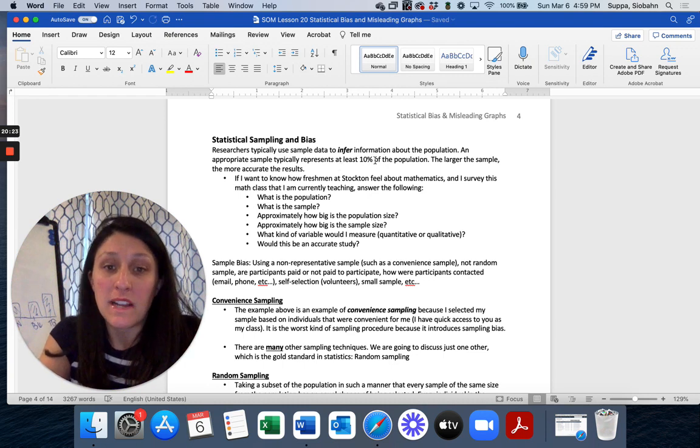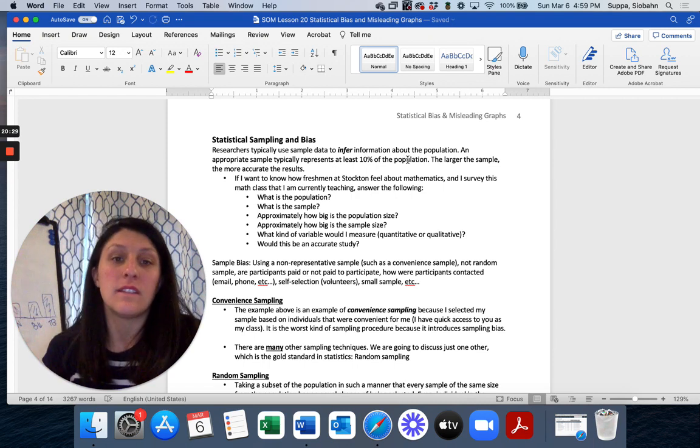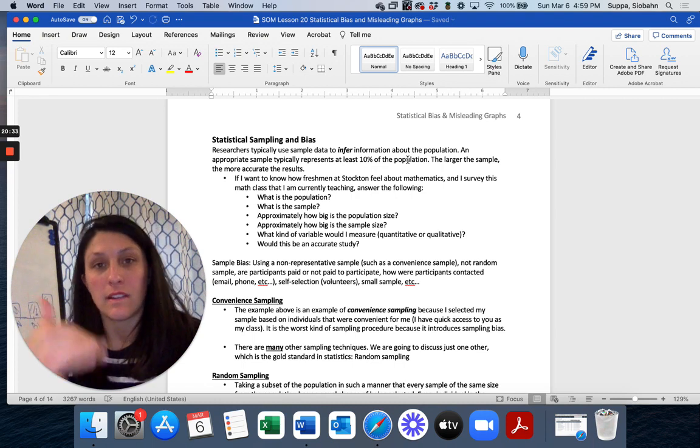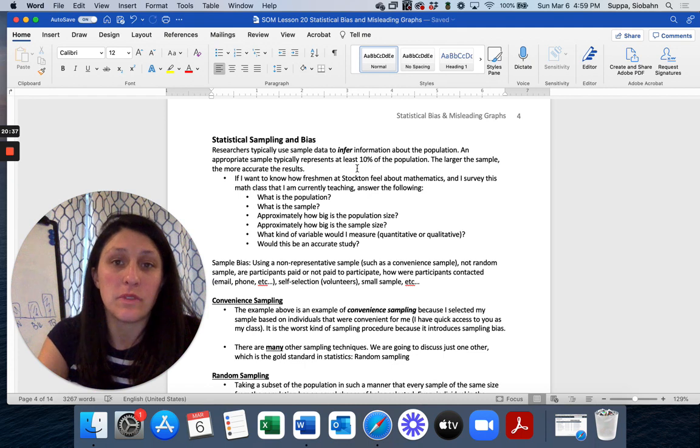But if possible, if you could recruit at least 10% of your population of interest to participate in your study, that tends to be a more accurate sample than if you had less. That's not always true, though, because it depends on how your sample is selected. So we're going to talk about that now.